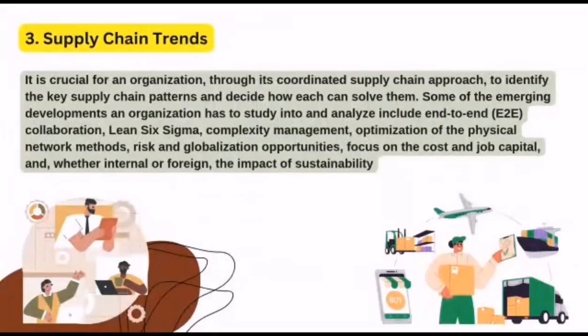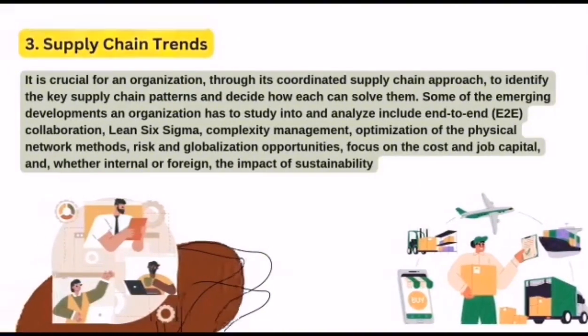Optimization of physical network methods involves analyzing the physical layout of the supply chain, such as warehouses, distribution centers, and transportation routes, to determine the most efficient ways to move goods from suppliers to customers. Risk management and globalization opportunities. Organizations must develop risk management strategies, create contingency plans, and continuously monitor global trends that could impact their operation.